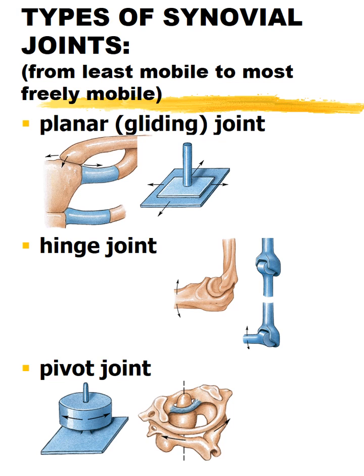More mobile is the next one, the pivot joint, where one articulating bone with a rounded surface fits into a ring formed by a ligament and another bone.